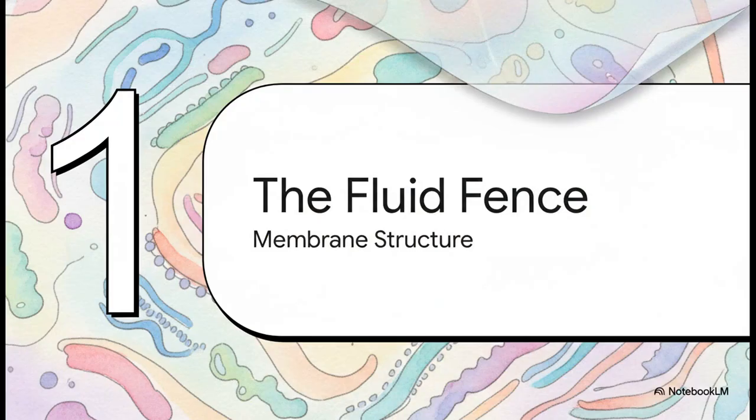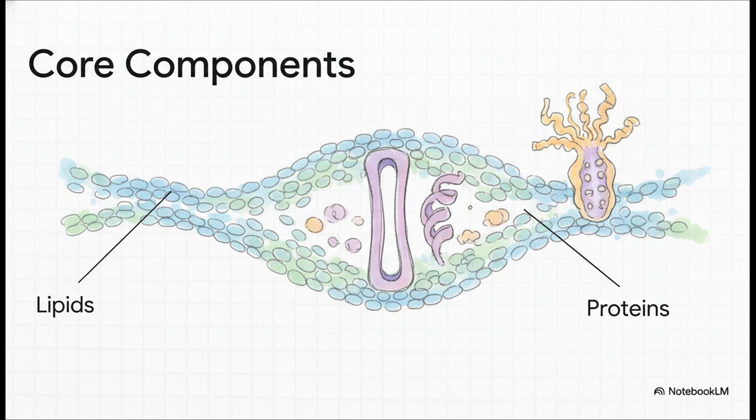Okay, so to really get how the membrane pulls off this incredible job, we first have to look at what it's made of, right? Because its structure, that's the secret to everything it does. So let's peel back the layers. So you've basically got two main players on the team here, lipids and proteins. The lipids form this flexible, continuous double layer. We call it a bilayer. Think of that as the basic container, the fabric of the membrane.